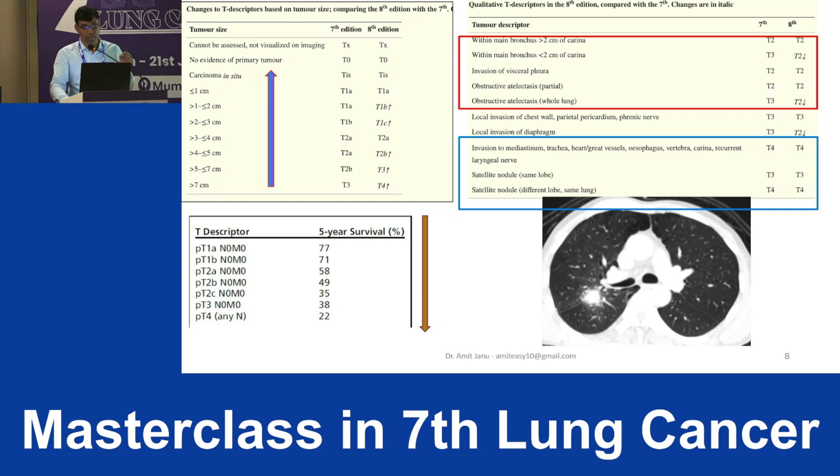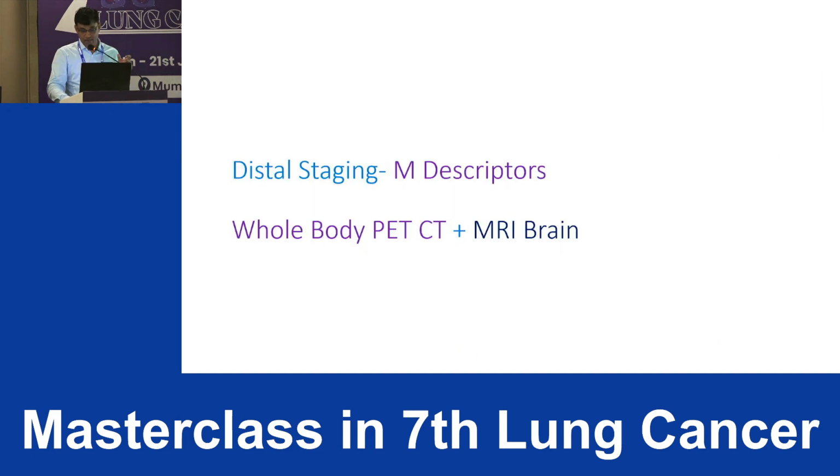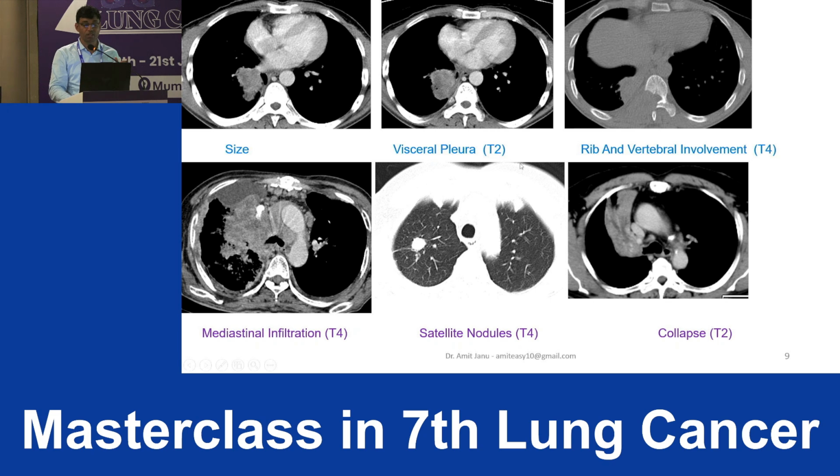So it is not only the size of the tumor, it's about the relationship of the tumor with respect to the pleura, the mediastinum, the bones, and whether there is anything additional. Everything encompasses the T stage, and it might be upstaged because of that. Apart from size, if it is involving the viscera, it directly becomes T2. If it is involving the vertebra, it becomes T4. If it has mediastinal infiltration, it again becomes T4. And if it has satellite nodules, it becomes T4, and things like that.